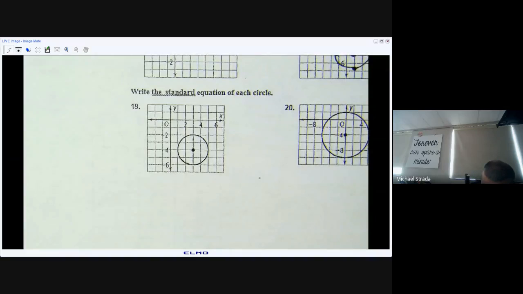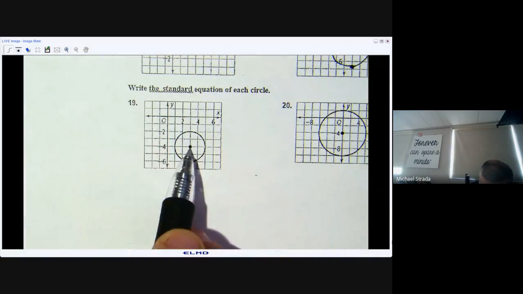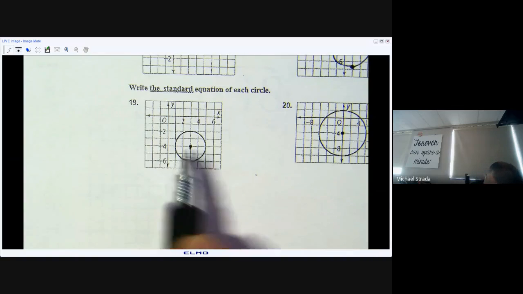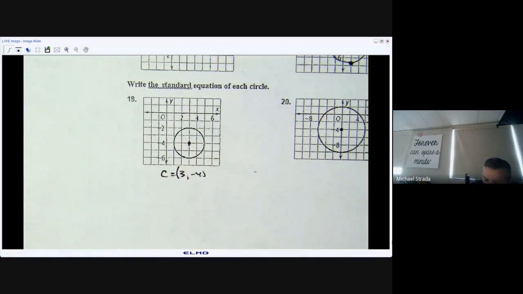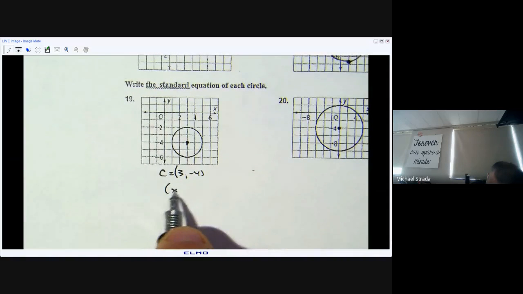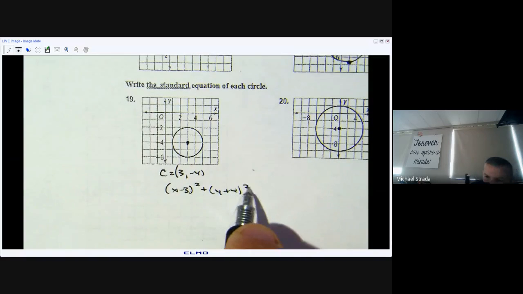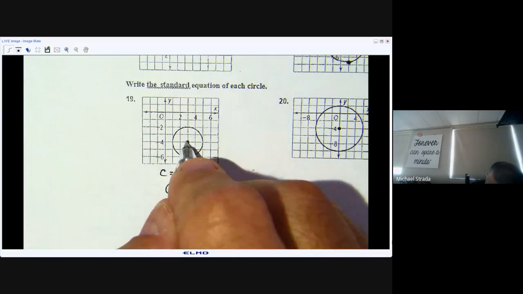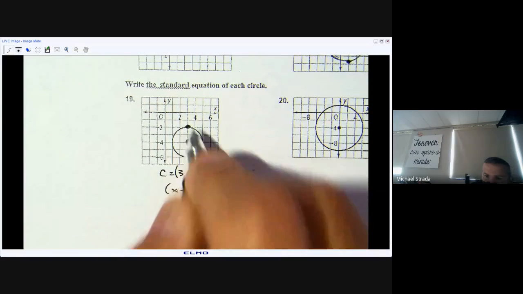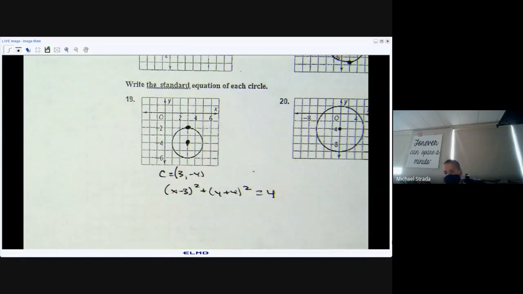All right. The same thing works in reverse, writing the standard equation of each circle. So if I look at number 19, the first thing I do is find the coordinates of the center. All right. The center seems to be at 3, -4. So I got x minus 3 squared plus y plus 4 squared. And then you got to figure out the radius by counting. How far is it going up, down, or across? 2. What is 2 squared? 4. All right.